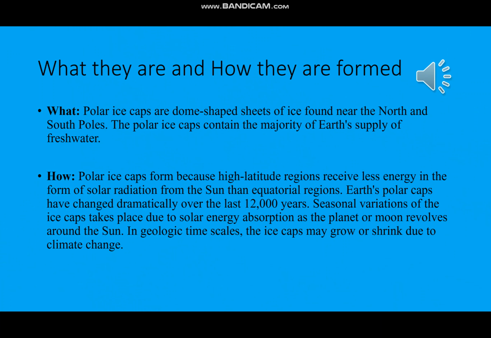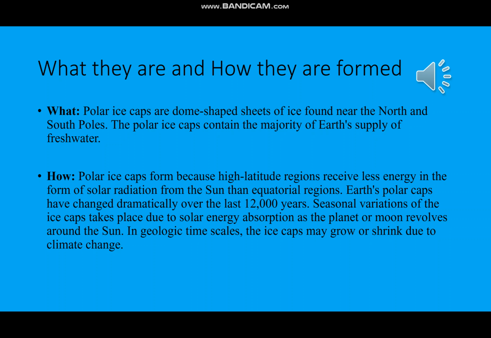What they are and how they're formed. Polar ice caps are dome-shaped sheets of ice found near the North and South poles. The polar ice caps contain the majority of the Earth's freshwater supply. Polar ice caps form because the high latitude regions receive less energy in the form of solar radiation from the sun than equatorial regions.